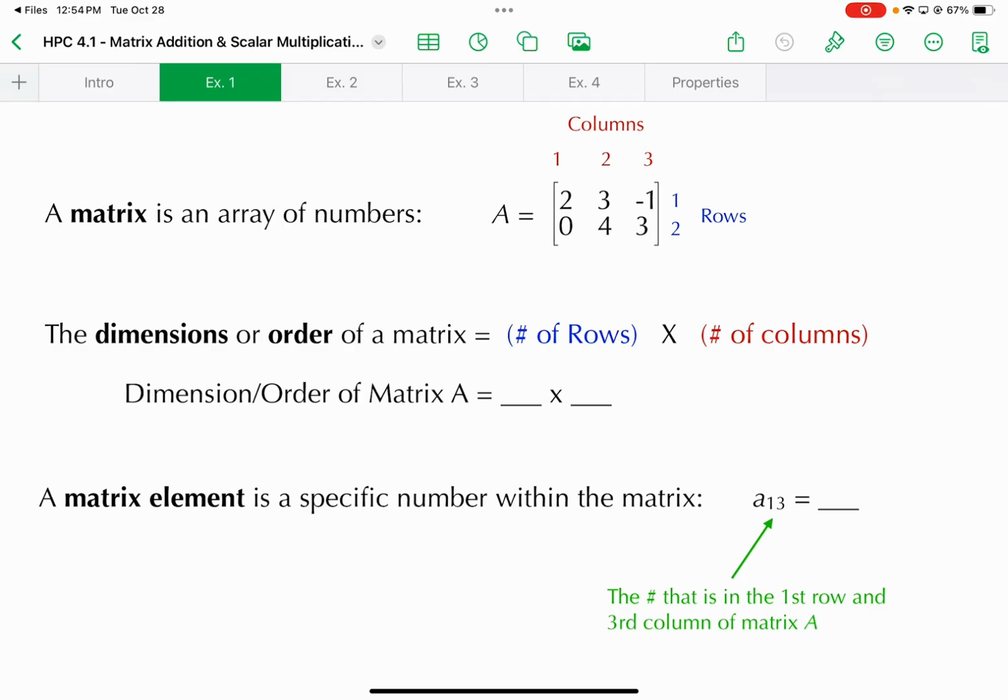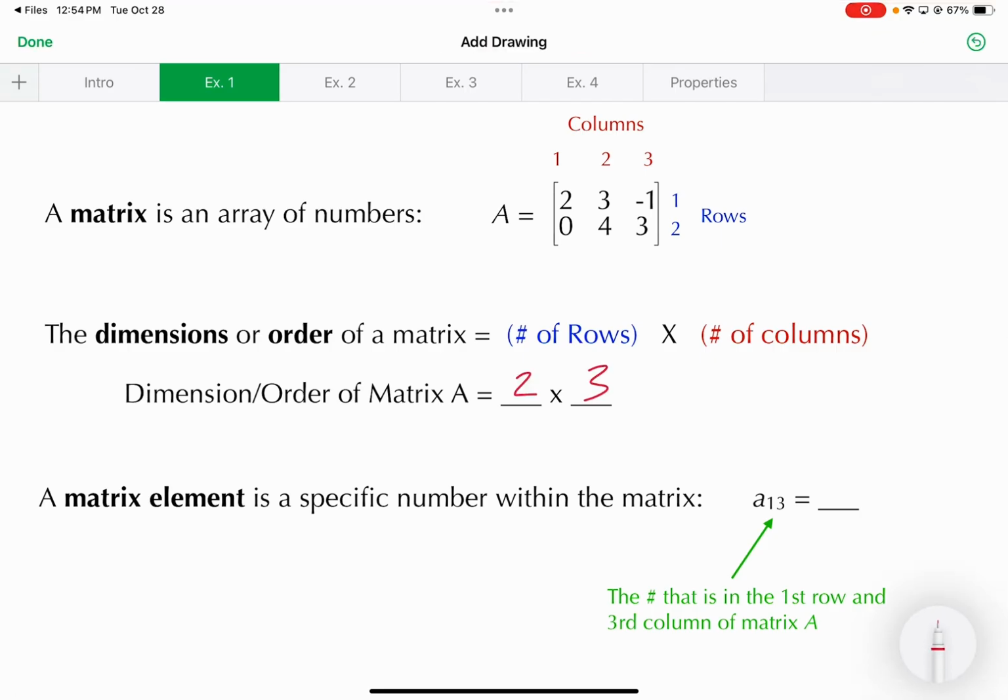So when we talk about the dimensions of a matrix or an order of a matrix, we do it by the number of rows times the number of columns. So like in here, rows again are left and right, columns are up and down. So we've got 2 rows by 3 columns, which becomes really important when we get into multiplying matrices as well too, okay?